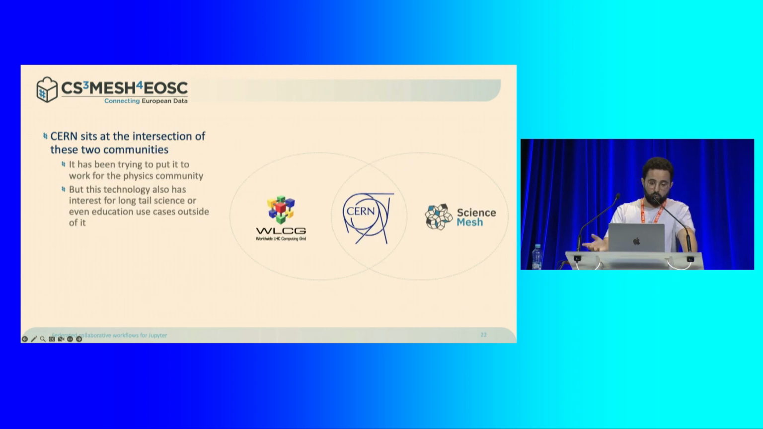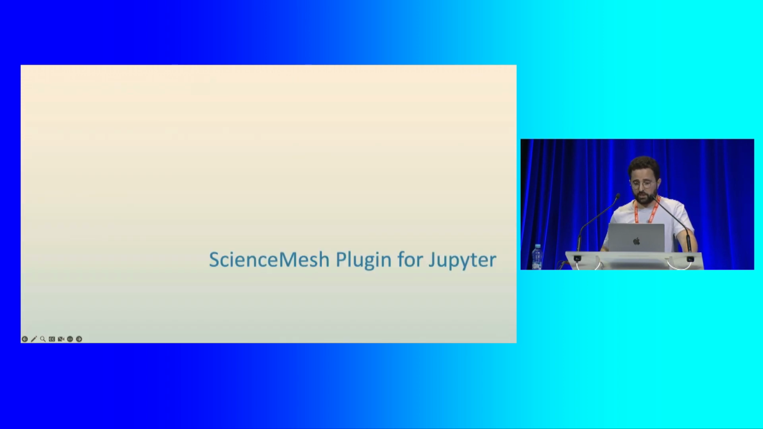But one important message here is that CERN is in the middle of these two communities, in the intersection of both, but the things that we're developing span not only the physics community but, as I mentioned, everyone in different sciences that can be part of this science mesh community. So we are bridging the gap in functionalities between these two different communities. But let's go and see a bit more about this plugin I keep mentioning.